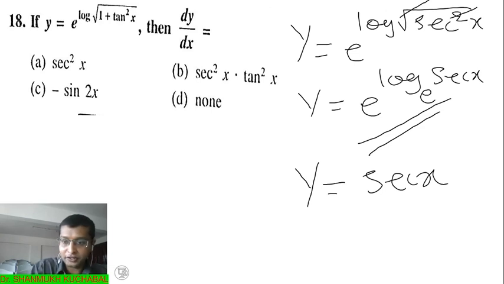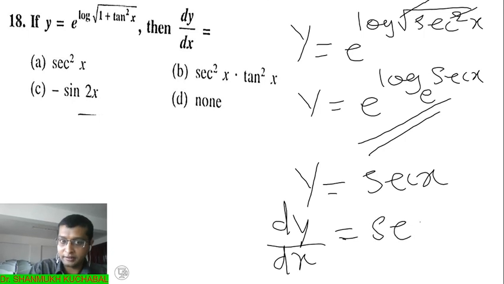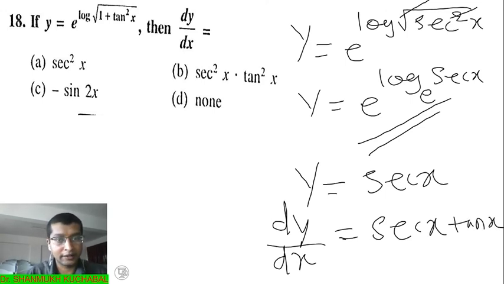Then differentiation of sec x. First we'll find y differentiation, dy by dx. So sec x differentiation is sec x into tan x. So we observe that it is not among any of these A, B, C. Therefore none of these is the right option.